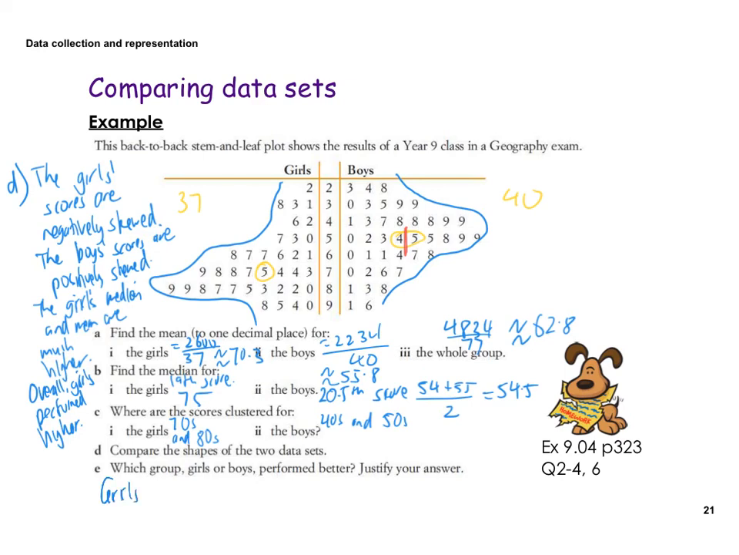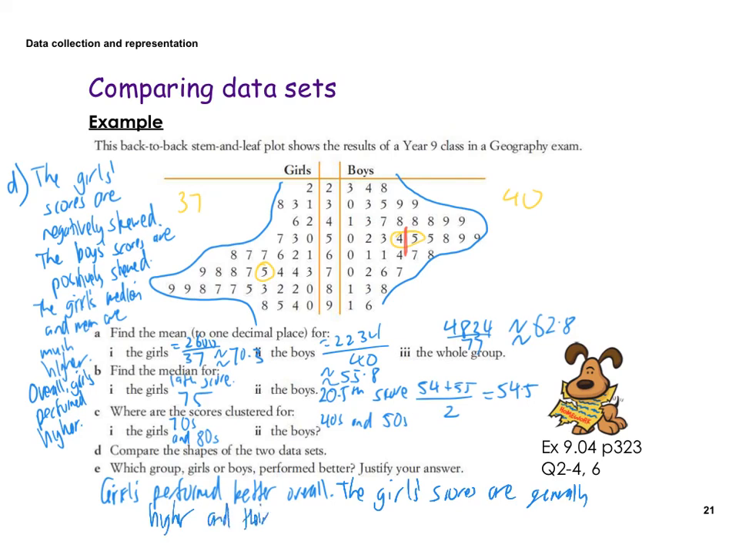So girls performed better overall. The girls' scores are generally higher and their mean and median are much higher. And there we have it.